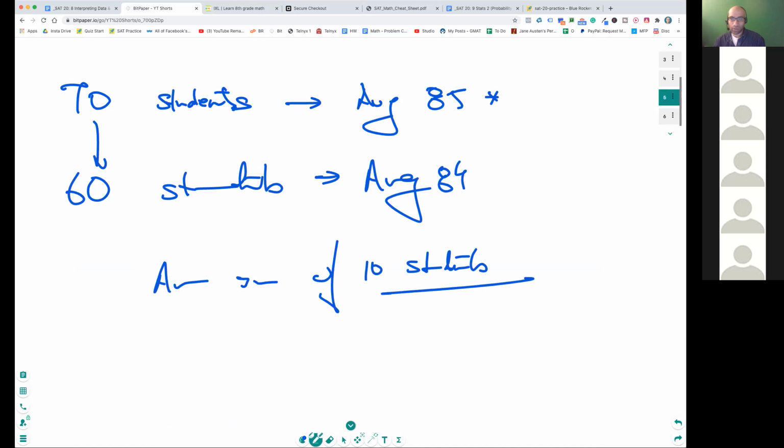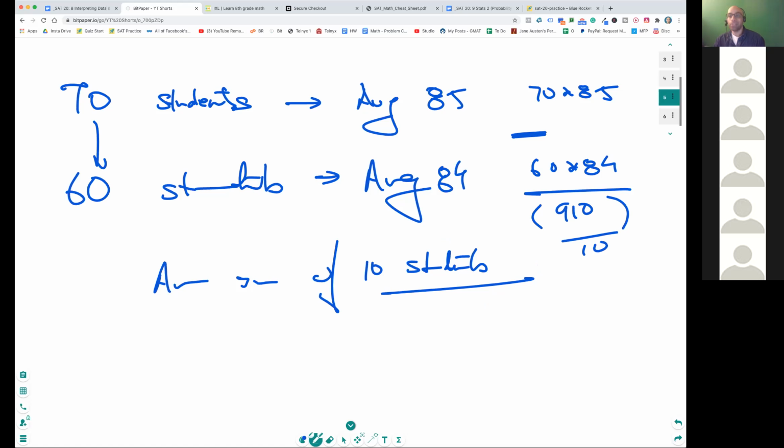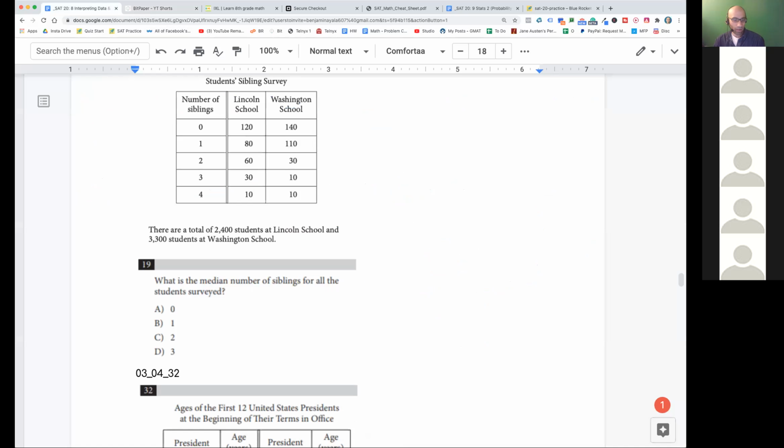Well, since so many of you have gotten it, what you got to do is you take 70 times 85, take 60 times 84, subtract it, whatever answer you get, divided by 10, because there's 10 students, and that's going to be your answer. Apparently the total is 910. Divide by 10, you get 91. So that's your average. Well done. Very, very impressed by this.